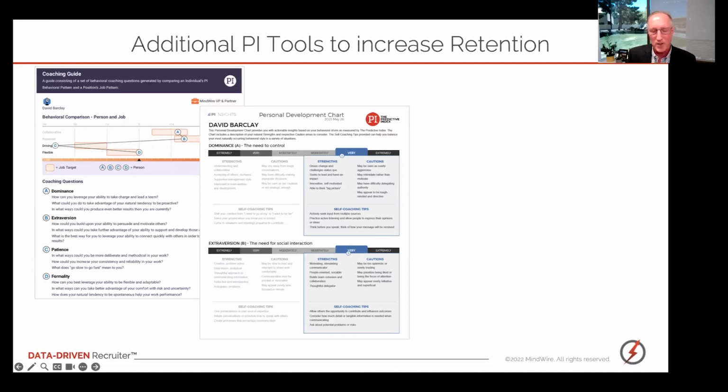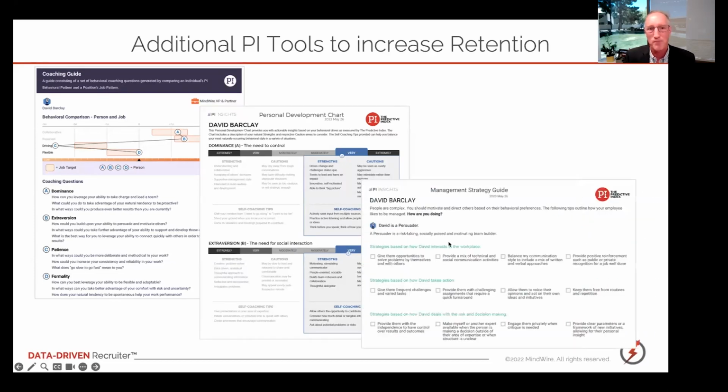So tools like the personal development chart and manager development chart, they allow us to look at not only what are my natural strengths in a role, but what are some cautions? How might I come across to others, especially others that are different than me? And what might be some tips to better connect with those who are different than me?